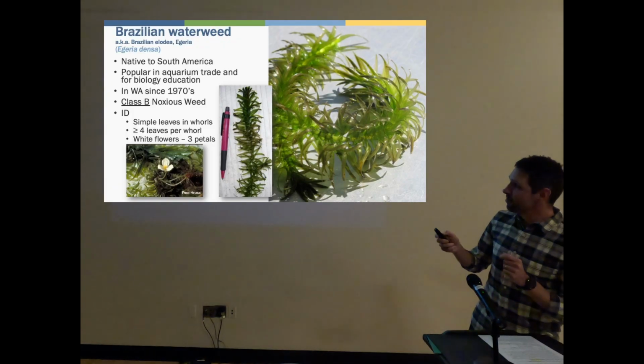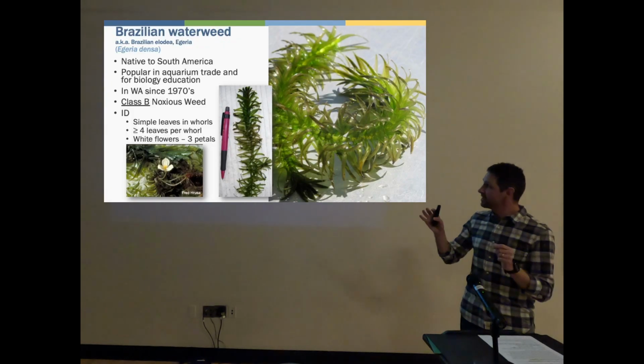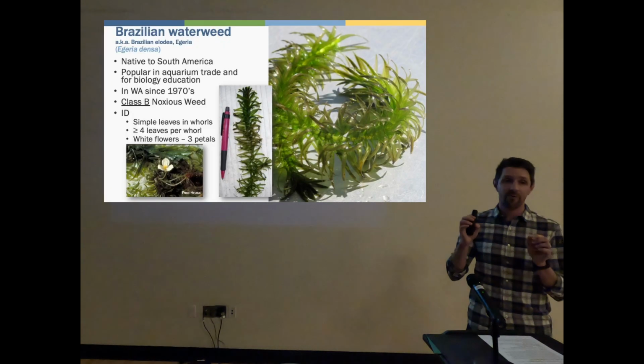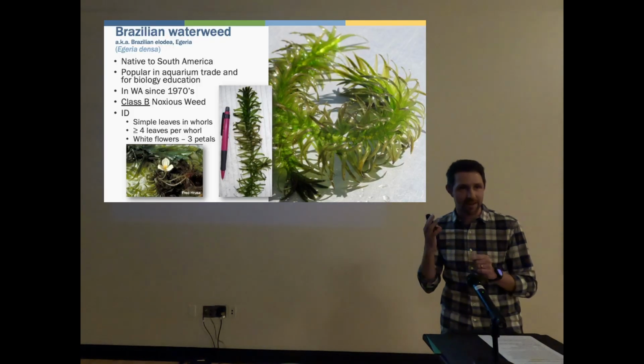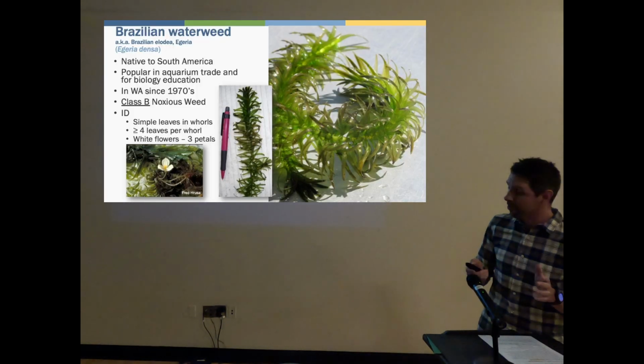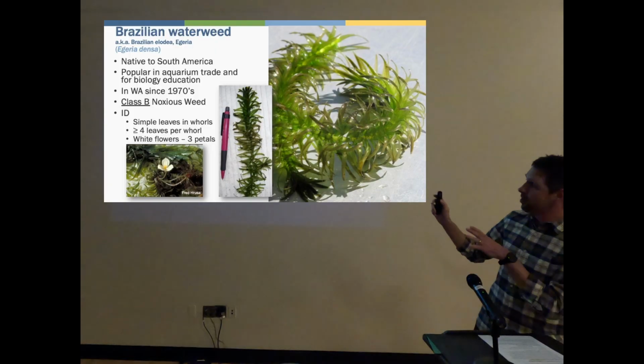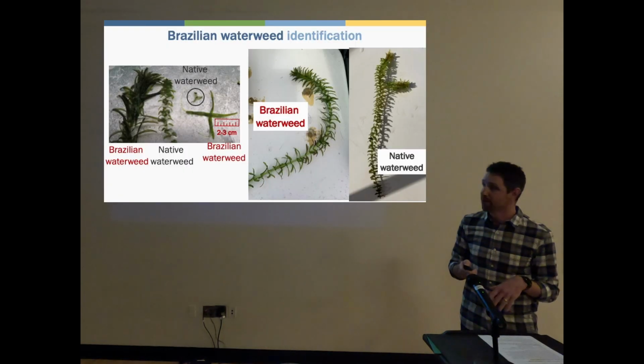The key to differentiating this from our natives is that this is going to have whorls of 4 leaves. So our native is going to have whorls of 3. This one's going to have whorls of 4. And I got a couple up-close photos that will help us see that a little more closely.